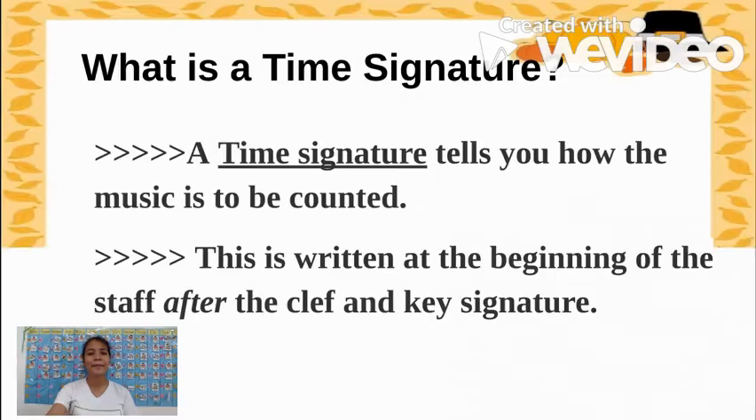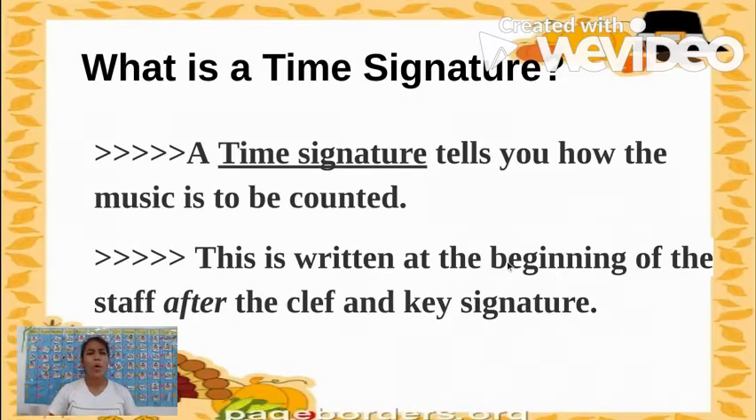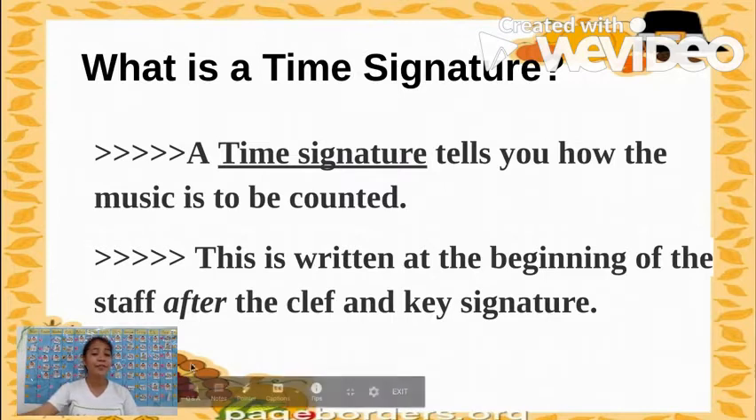Next, question. What is a time signature? Yes, the time signature tells you how the music is to be counted. It means the time signature is a guide of how many beats you should put in every measure. This is written at the beginning of the staff, after the clef and key signature.